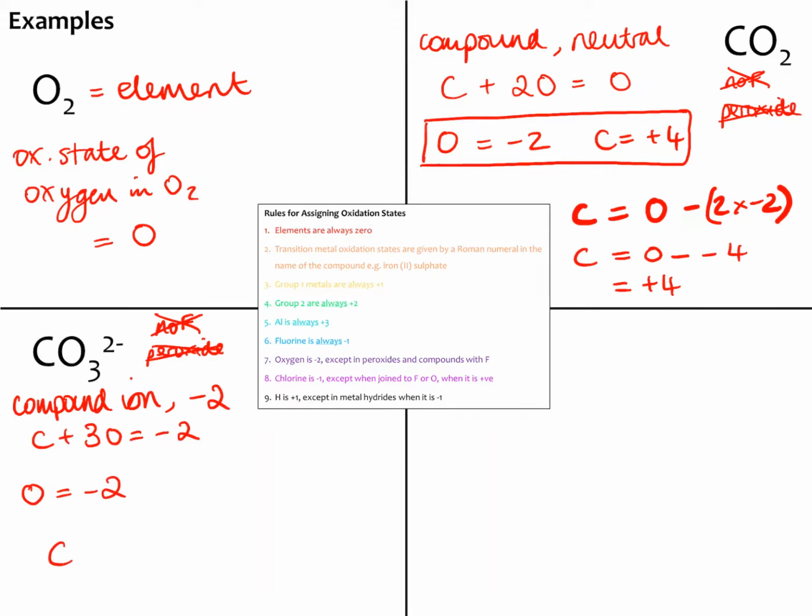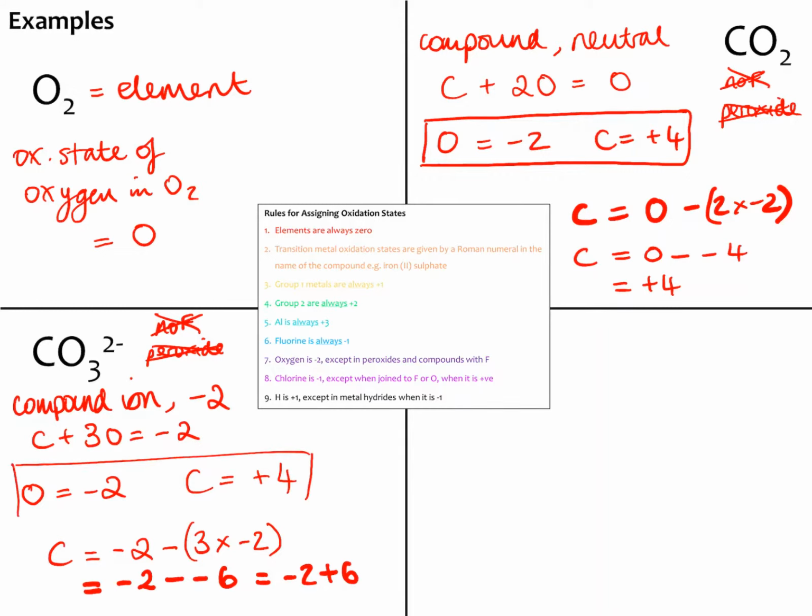Taking our little equation into account, the carbon has therefore got to be the -2 overall minus the 3 lots of oxygen, which we've just said is -2. So carbon's overall charge is -2 minus -6, -2 plus 6, and therefore carbon's oxidation state is again +4. And those are the oxidation states of C and O in CO3 2-.